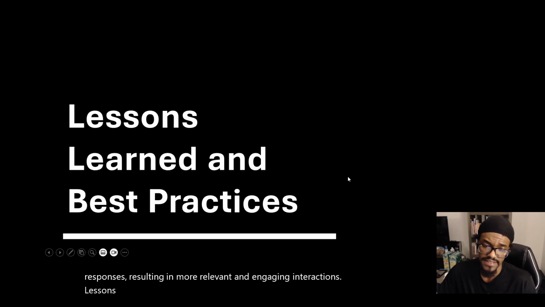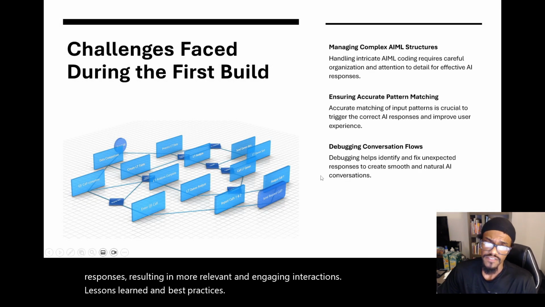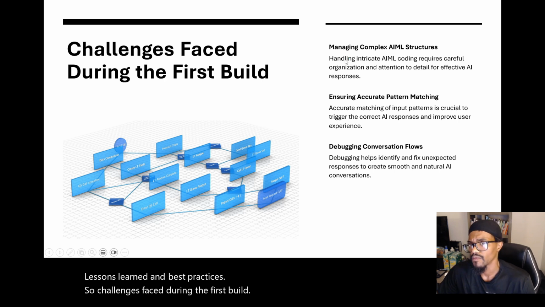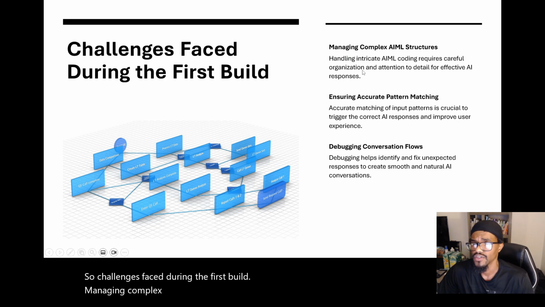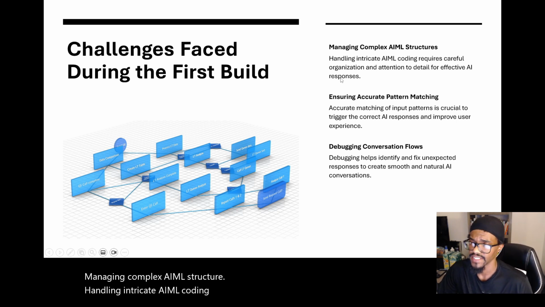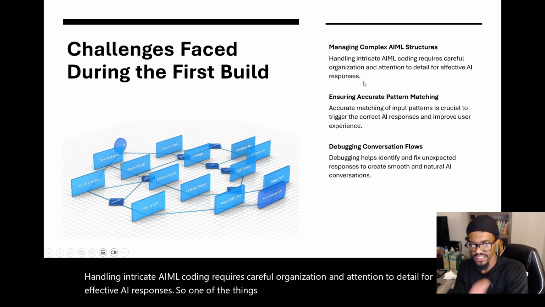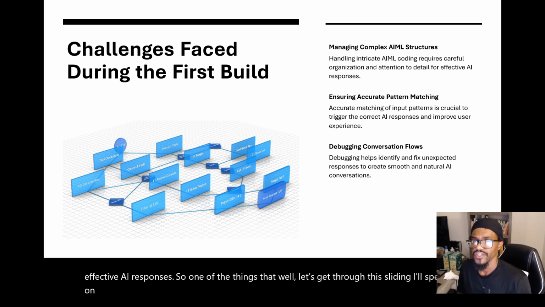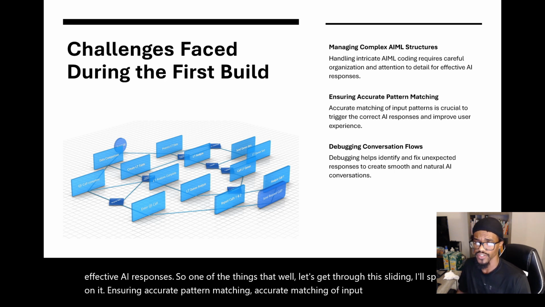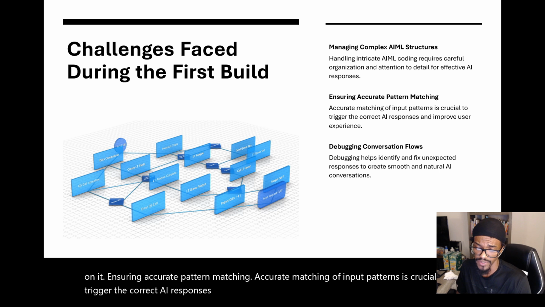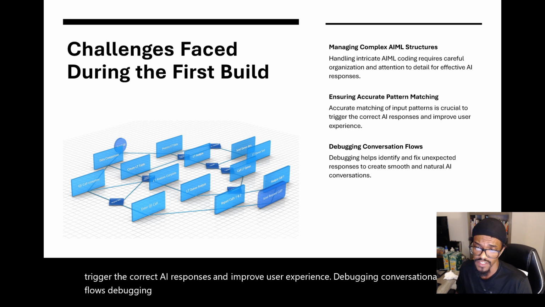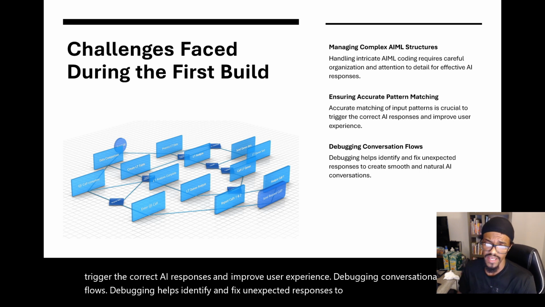Lessons learned and best practices. So, challenges faced during the first build. Managing complex AIML structure: handling intricate AIML coding requires careful organization and attention to detail for effective AI responses. So one of the things that, let's get through this slide and I'll speak on it. Ensuring accurate pattern matching: accurate matching of input patterns is crucial to trigger the correct AI responses and improve user experience. Debugging conversational flows: debugging helps identify and fix unexpected responses to create smooth and natural AI conversations.